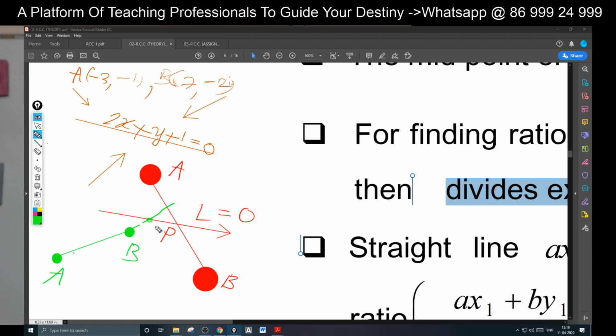External point. So if AB is divided by L equal to 0 externally, then the resultant ratio must be negative. If the resultant ratio is negative, then it divides externally and the 2 points lie on the same side. If the ratio is positive, then it divides it internally. Now let us find out the ratio here.